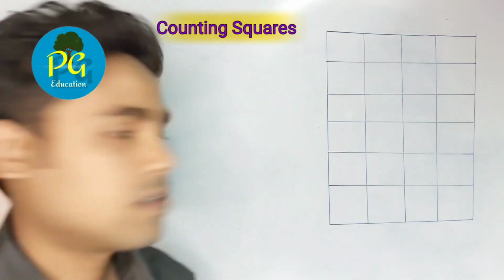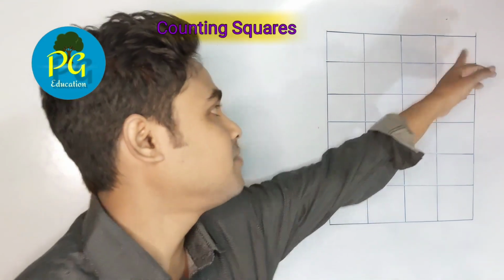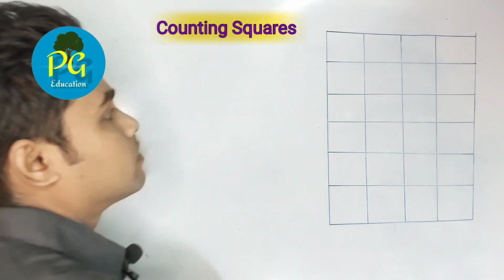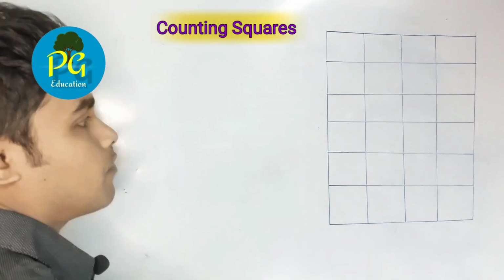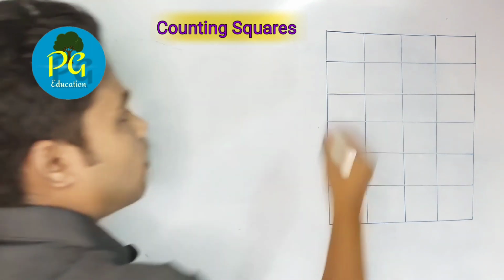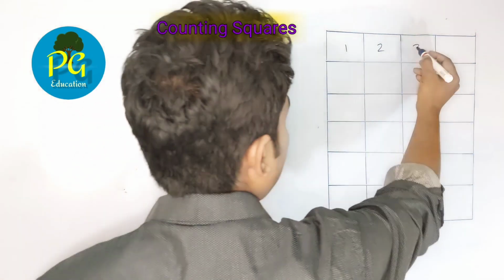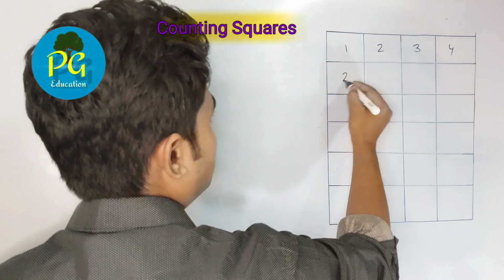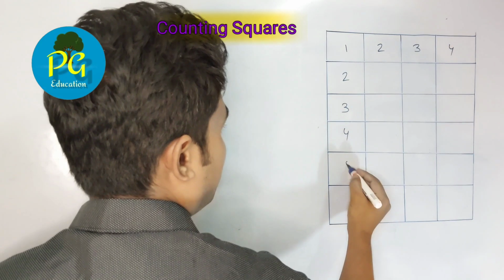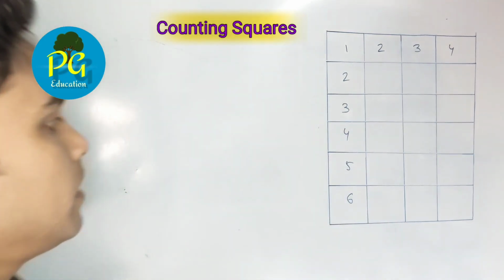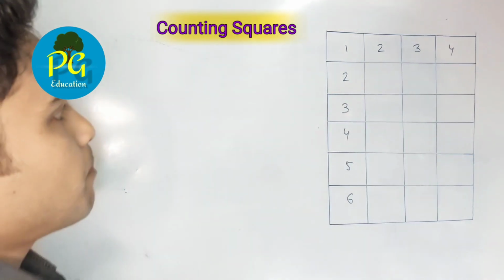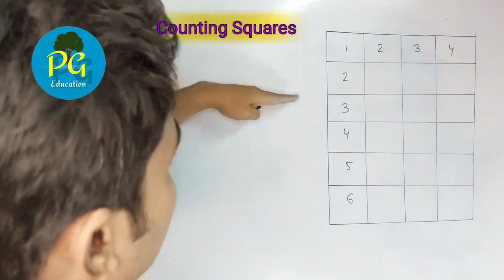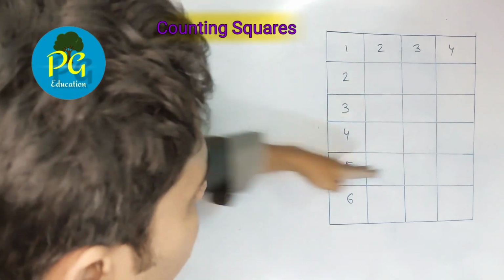Okay, now in this figure, how many squares are there? There are many squares. If you count 1, 2, 3, 4, 5, 6, 7, 8, you will take too much time. So what is the short trick? The short trick is, first you have to give numbering 1, 2, 3, 4, and 1, 2, 3, 4, 5, 6. Now you have to write 6 into 4, the maximum number of rows and columns. These are rows: first row, second row, third row, fourth row, fifth and sixth.